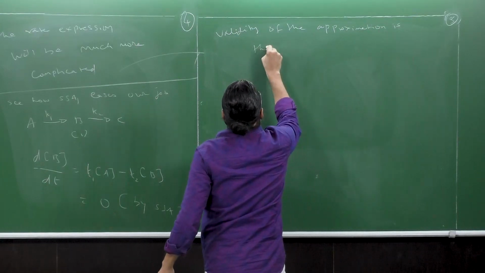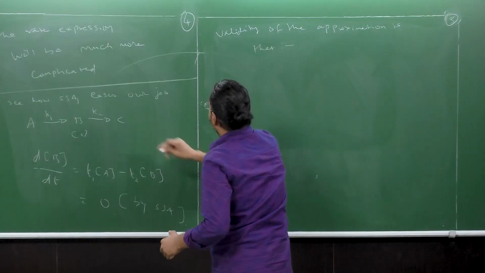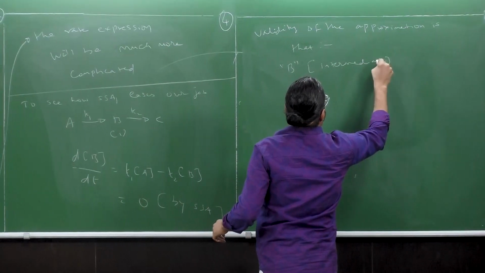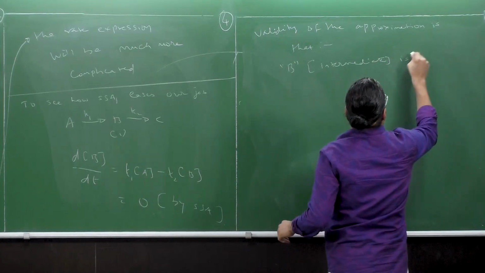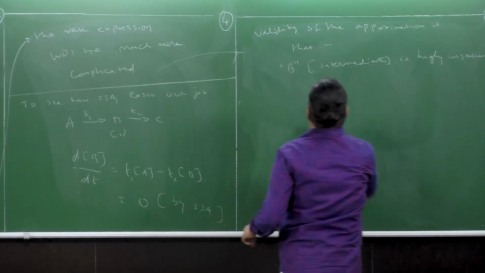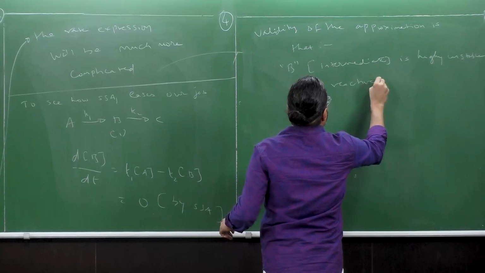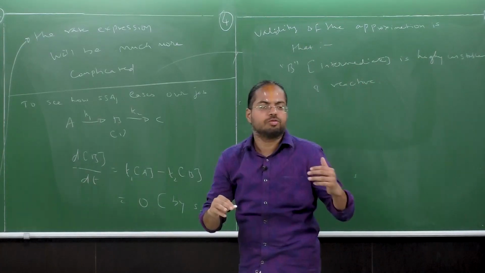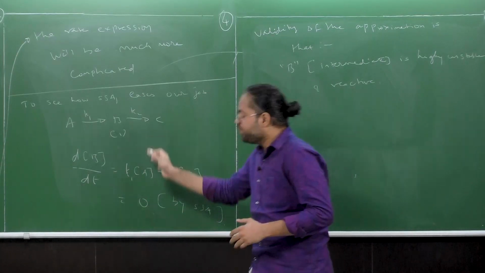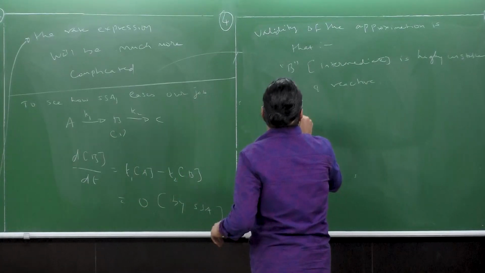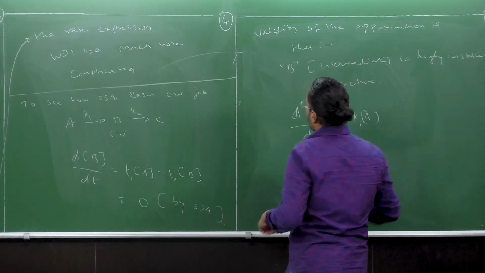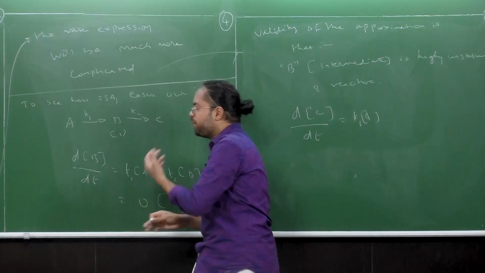So the validity of the approximation is that the intermediate B is highly unstable and reactive. So at any point, you don't see any sufficient accumulation or buildup of the intermediate itself. And that is why its concentration could be set to 0. And after setting it to 0, you get that your expression is nothing but, I'll leave it to you as a homework, as to how you do the math and put it together. Homework.